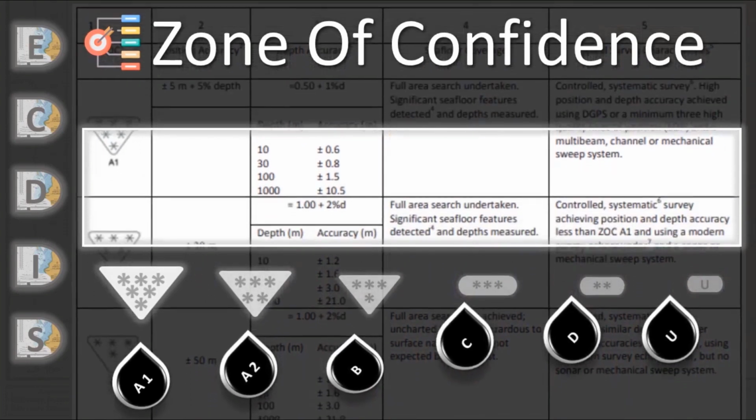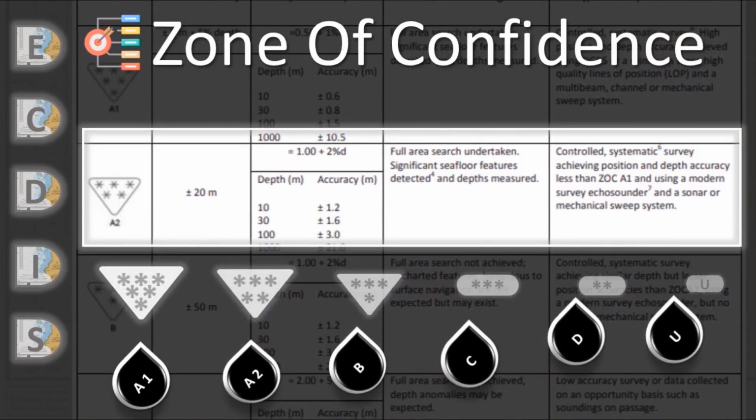ZOC A2 has 5 asterisks inside a triangle. Position accuracy here is plus minus 20 meters, depth accuracy 1 meter plus 2% of depth. Seafloor coverage: full area search undertaken. Significant seafloor features detected and depths measured. Typical survey characteristics: controlled, systematic survey achieving position and depth accuracy less than ZOC A1 and using a modern survey echo sounder and a sonar or mechanical sweep system.